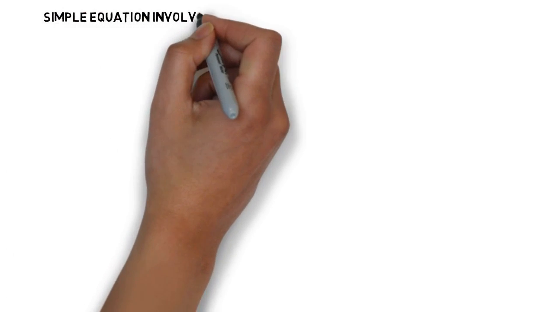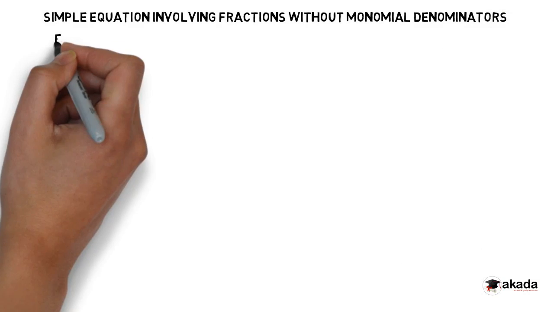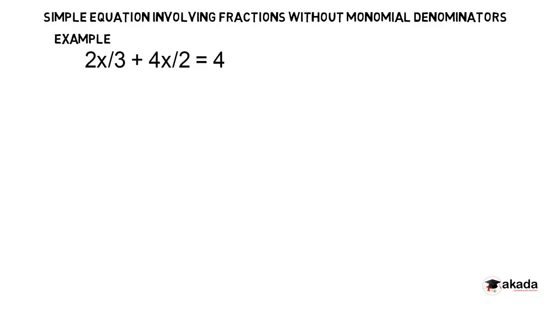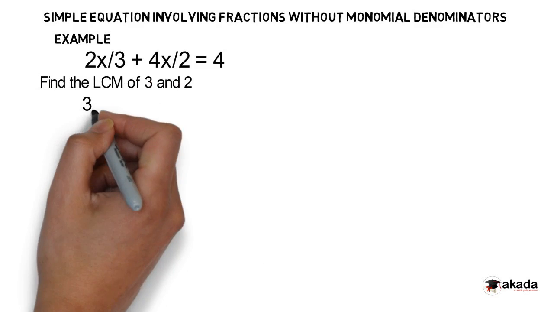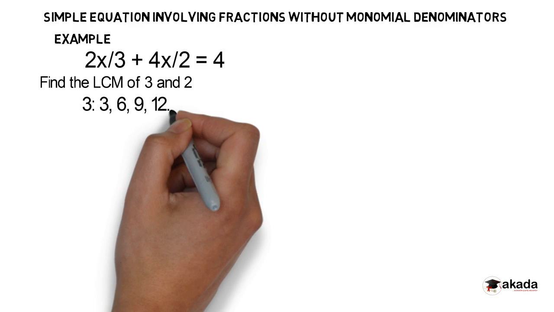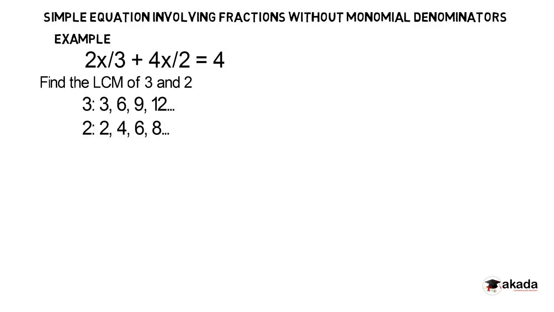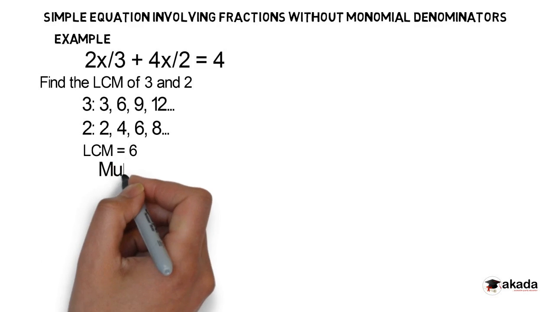Also, let's look at simple equations involving fractions without monomial denominators. The other one is involving unknown denominators. This one is going to be a number denominator. So how do I do this? Example: I have 2x divided by 3 plus 4x divided by 2 equals 4. What do I do? Find the LCM of 3 and 2. The multiples of 3 are 3, 6, 9, and 12. And the multiples of 2 are 2, 4, 6, and 8. So my lowest common multiple here is 6. So I multiply through by 6.